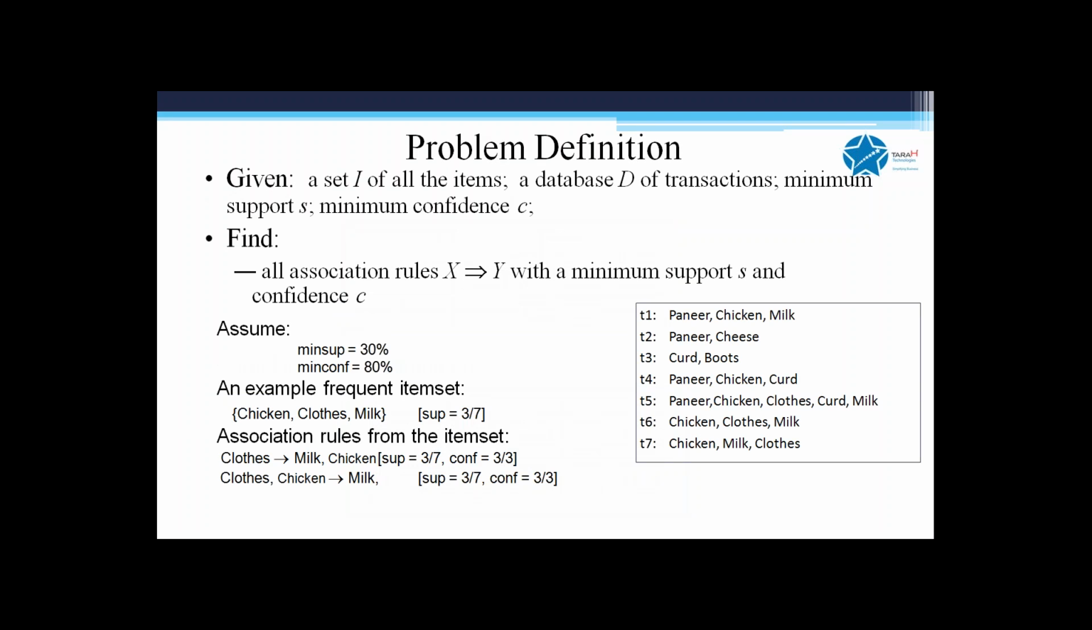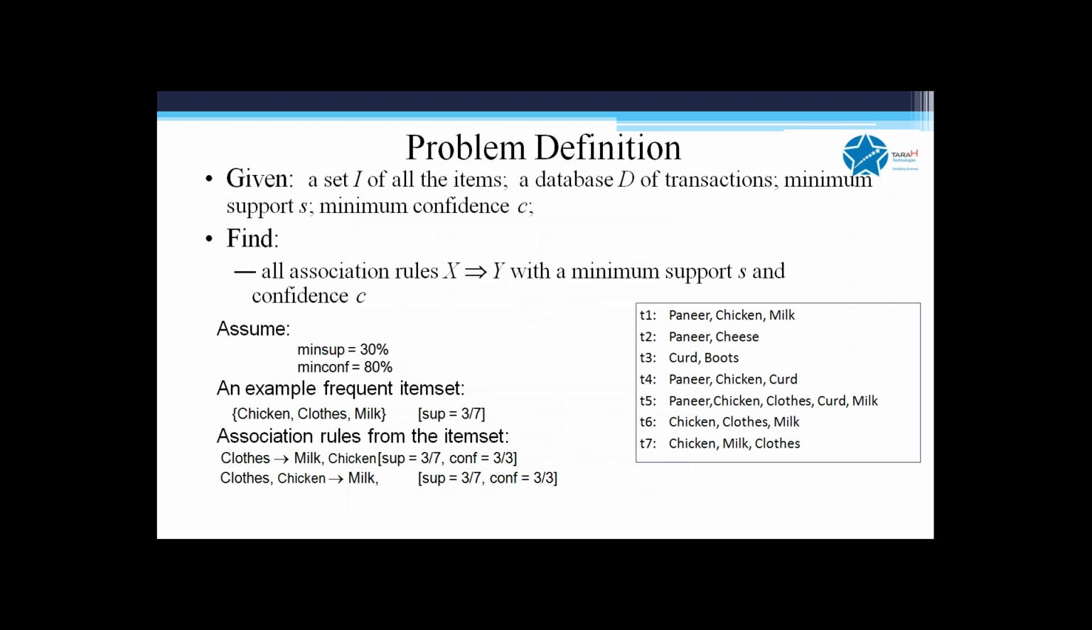Here is an example. Given a set of all items and a database of transactions, you have to find all the rules X implies Y with minimum support S and minimum confidence C. As you see in the example here, 30% support is small, it's not like 80-90%. Confidence is high, 80%.